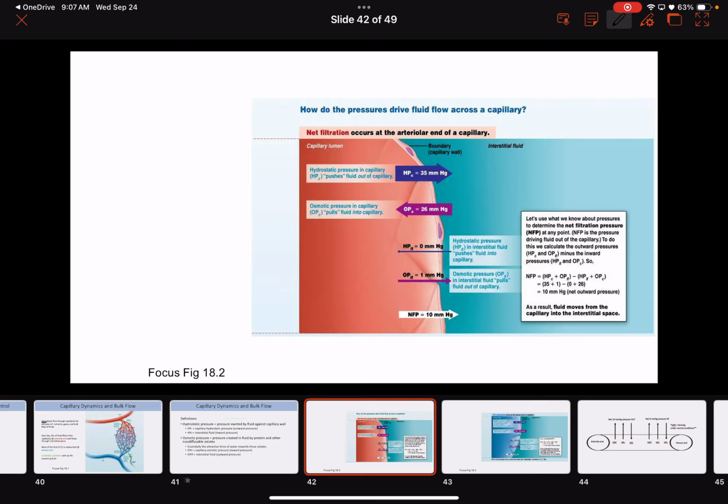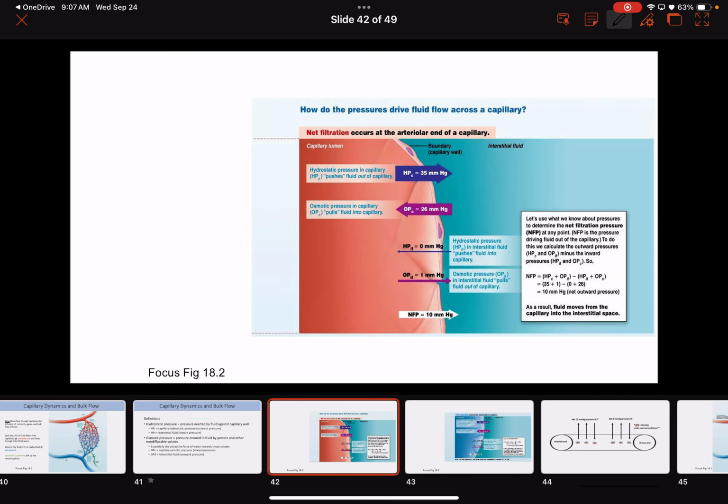For hydrostatic pressure of the capillary, that is 35 millimeters of mercury. That is an outward pressure. How we're going to do this is we're going to keep track of the outward pressures and the inward pressures. Outward pressure is going to be the hydrostatic pressure of the capillary. As that blood is moving through the capillary, it is putting a pressure against the capillary wall at about 35 millimeters of mercury. That is an outward pressure.